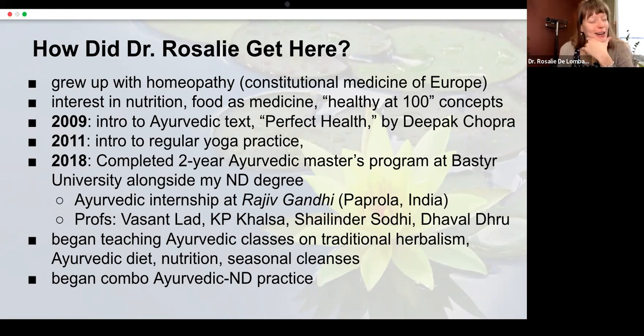I think I shared this slide because it's important for you to know my process here as well. I grew up with homeopathy, which is the constitutional medicine of Europe. And then I grew interested in nutrition and food as medicine and healthy at 100, preventative health concepts. And that grew into essentially the catalyst for my interest in Ayurveda, which is an Ayurvedic text by a good old Deepak Chopra called Perfect Health. And it's a good one to start with if you've got further questions after this talk about what is Ayurveda.